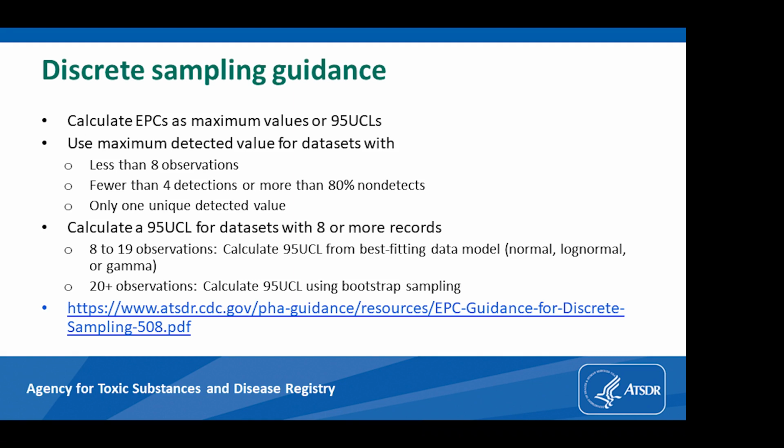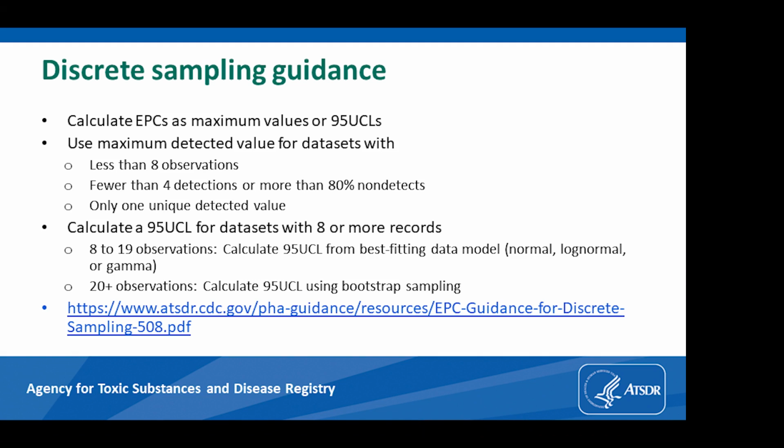For data sets with 8 to 19 records, the algorithm fits 3 different data models to the data and derives the 95 UCL from whichever distribution had the best fit. And for data sets with 20 or more observations, the algorithm calculates the 95 UCL using bootstrap sampling.